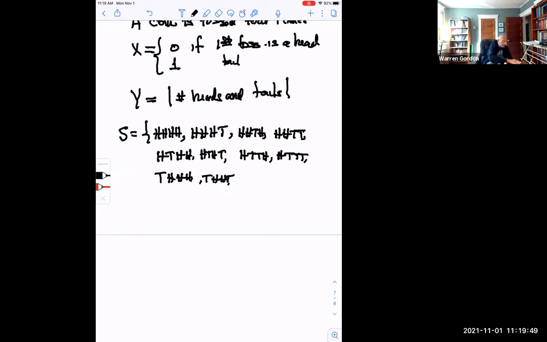Please make sure I don't forget any of these. T, H. I lost my place. I have HTT, then I have T, then I have T triple H. Okay, I'm losing my place here. They're all right here in the text on page 128.